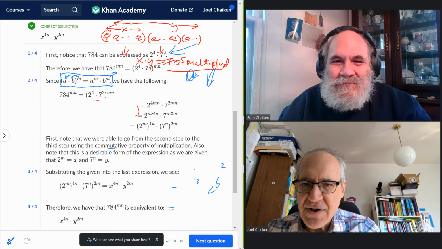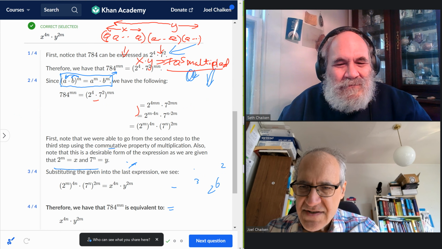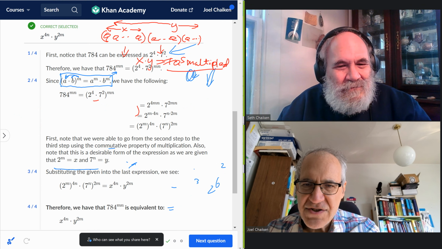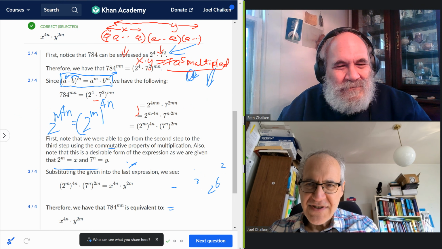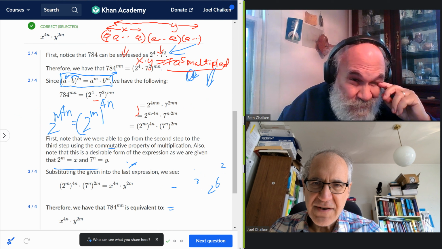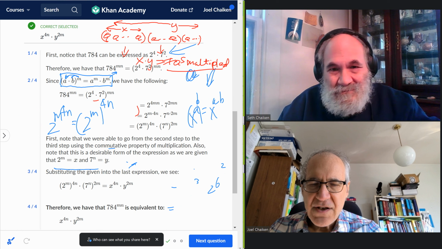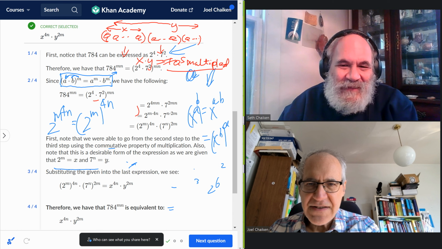First we note that we're able to go from the second step to the third step using the commutative property. Also note there's a desirable form of the expression since we're given this. Substituting, yes, substituting. We change the 2m to the 4n as 2m to the 4n. That's the opposite of the thing that I just mentioned. x^a to the b is x to the ab. You can actually switch that around. This is x^b to the a. Isn't that nice? That's what they did.